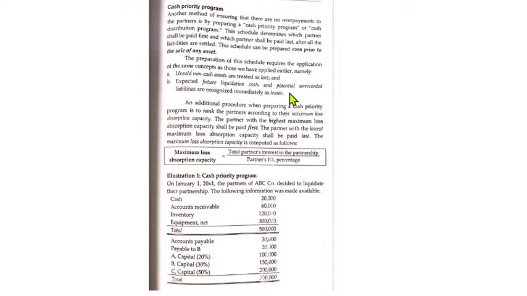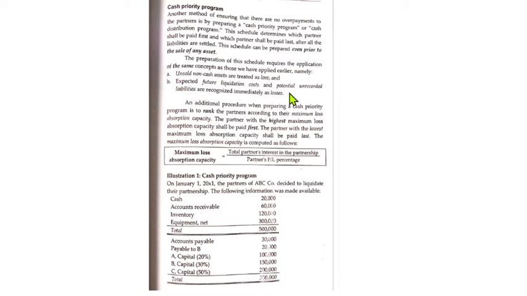So when we identify the maximum loss absorption capacity of the partners, we have to rank it according to the highest MLAC to the lowest. Sir, bakit kailangan i-rank? Because the highest MLAC, I will be using MLAC to refer to maximum loss absorption capacity in the interest of time. So, the highest MLAC will be prioritized. Kaya ito cash priority program. So, later on, we will have an illustration on that.